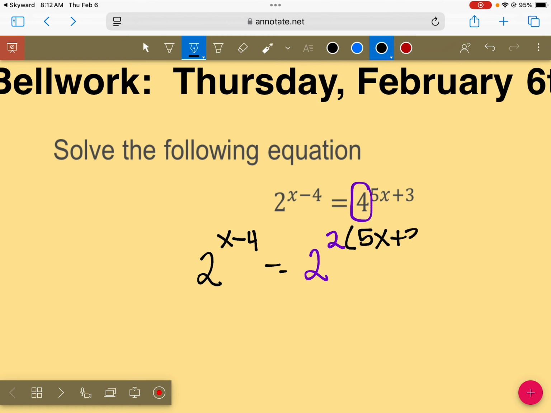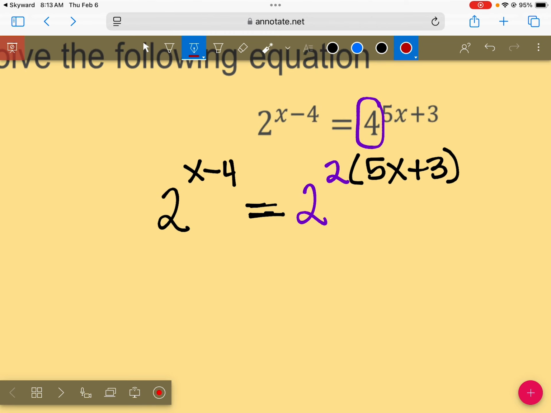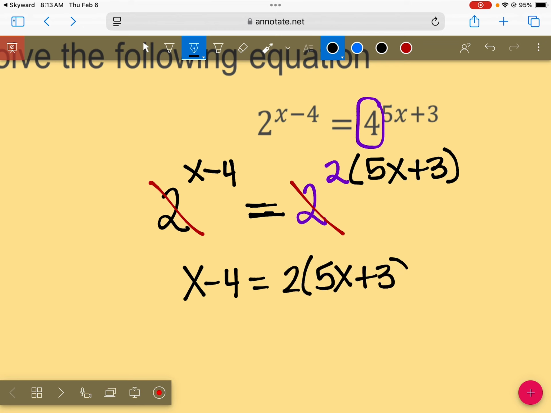5x plus 3. So remember, if you have the same base, then you can drop the base. So we have the same base, so we're going to drop that 2. So that gives us x minus 4 equals 2 times 5x plus 3. So we're setting our exponents equal to each other. So this is what we're setting equal to each other.